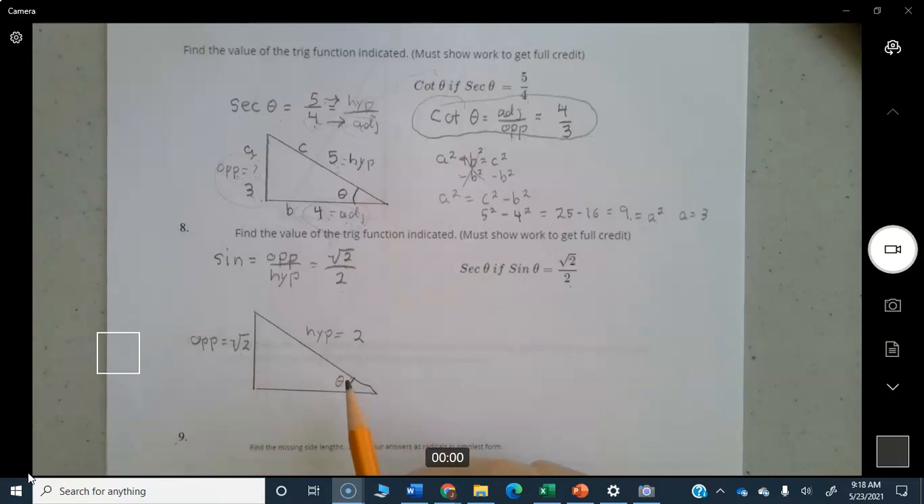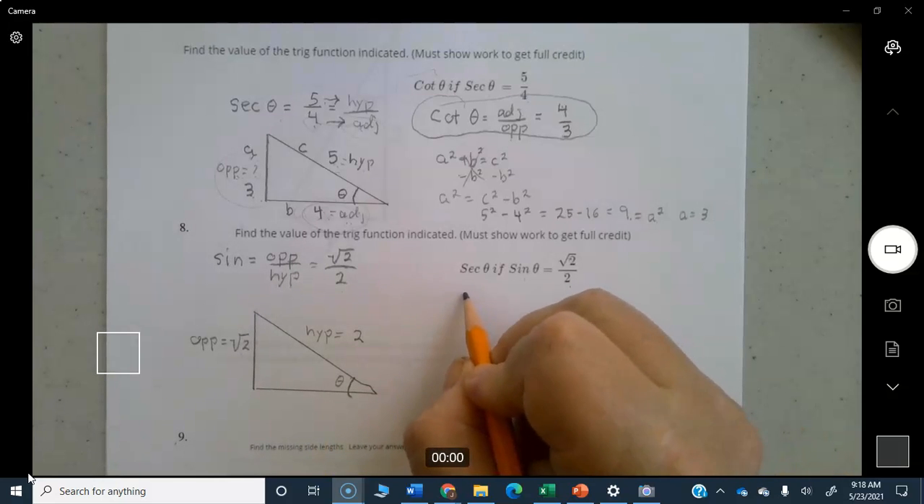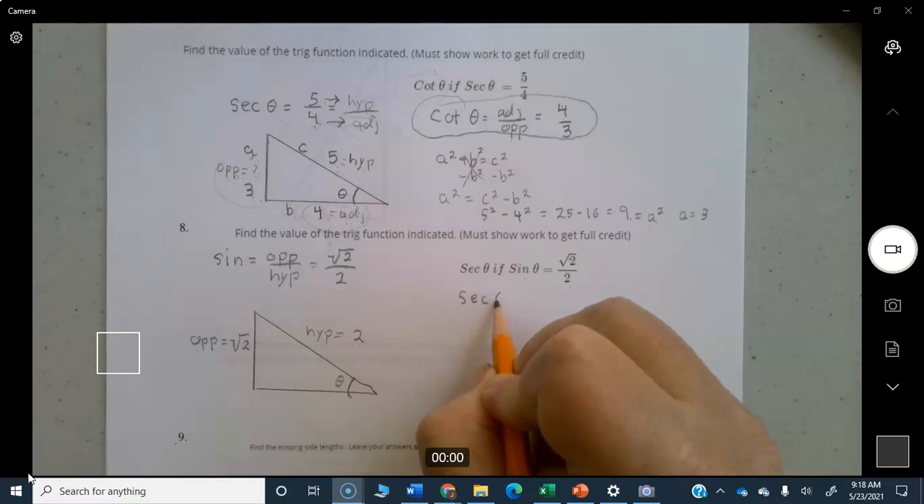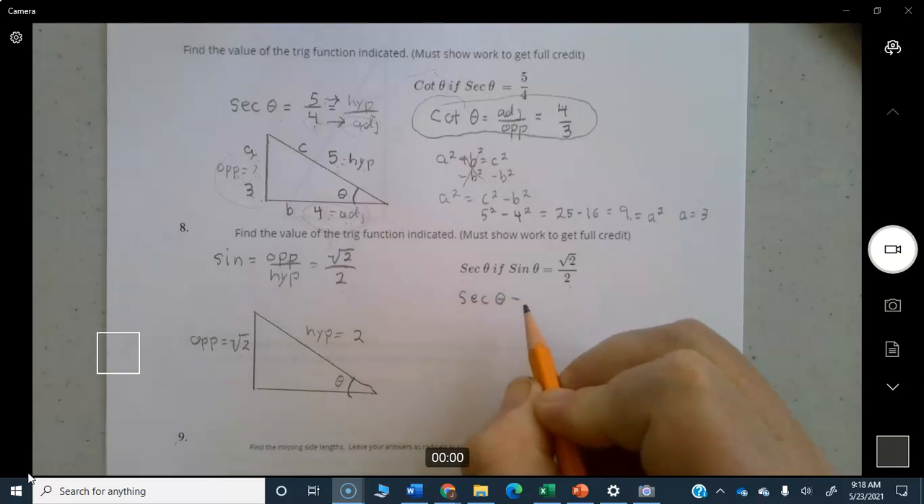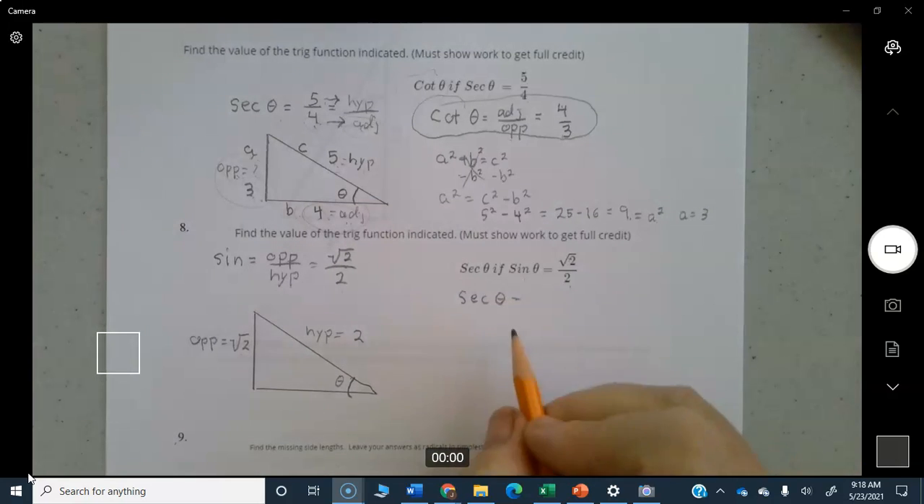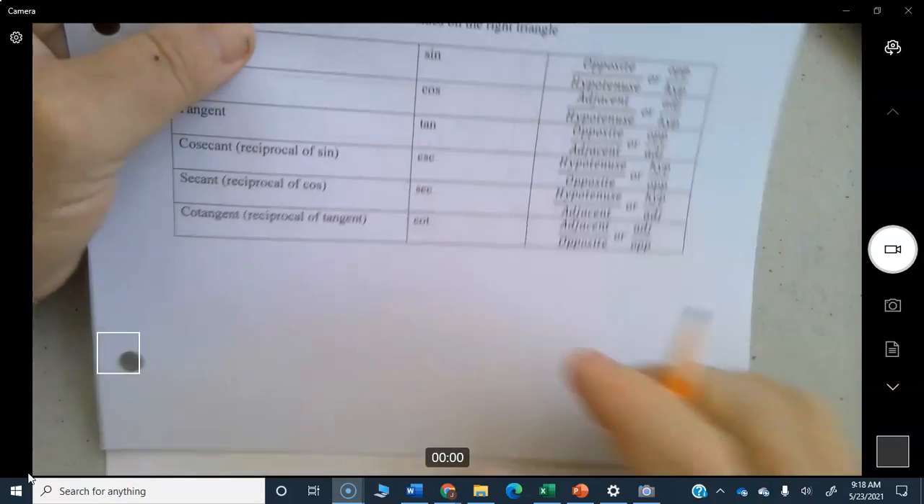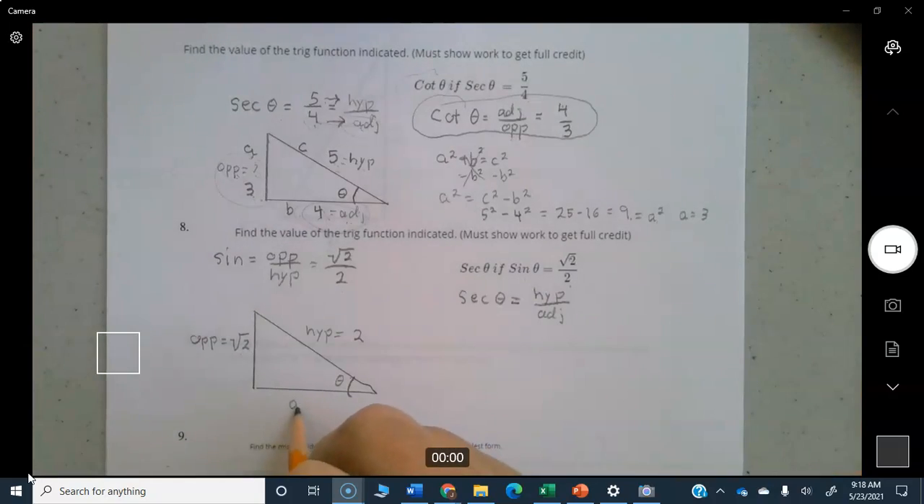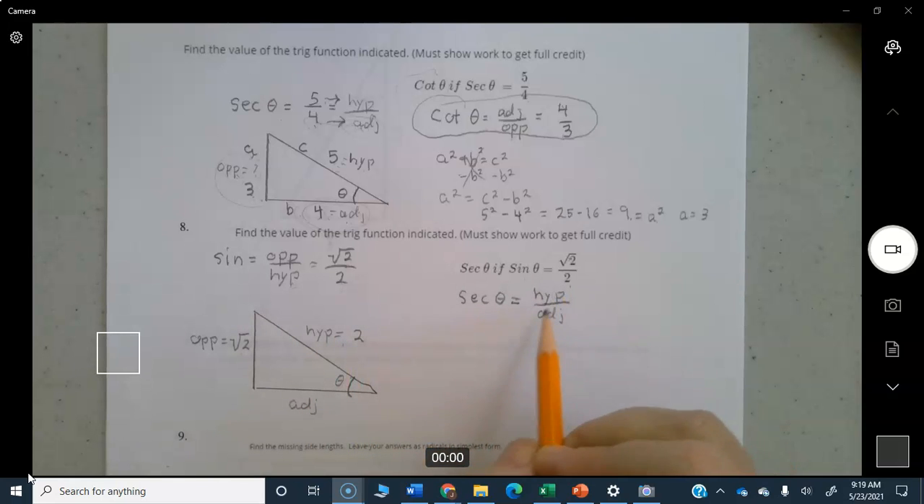Okay, now again, we don't know an angle, so we have to use Pythagorean Theorem to figure out what the adjacent is. Well, first of all, do we need to know that? Let's go ahead and, what are they asking for? They're asking for secant of theta. And what does that equal? Secant is hypotenuse over adjacent. Okay, this side is the adjacent. Okay, so we know the hypotenuse right there, it's 2. We know that right there, 2. So we know this top number. What we got to figure out is this one.